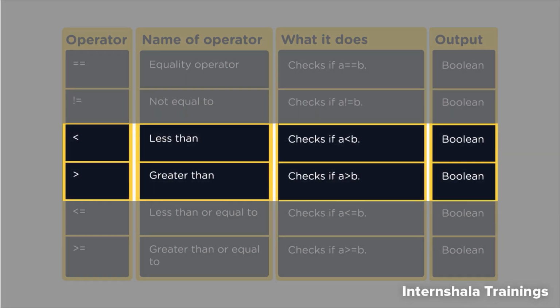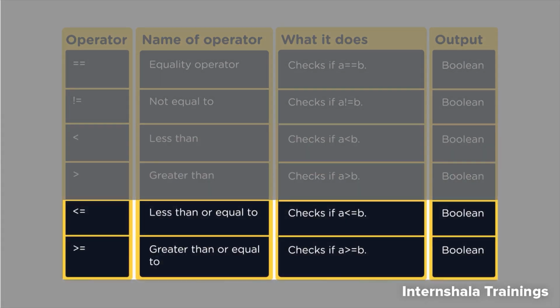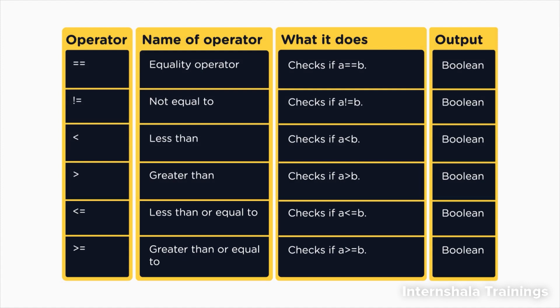Next, we have the less than and the greater than operators. You must have used them in school. They work the same way here in coding. And at the end, we have the less than or equal to and greater than or equal to operators. They check if the value of variable A is less than or equal to the value of variable B, or if the value of variable A is greater than or equal to the value of variable B, respectively. The output of all these operators will be a Boolean quantity, that is, it will either be true or false.